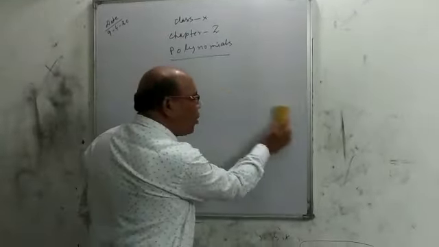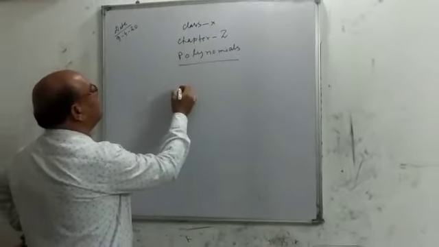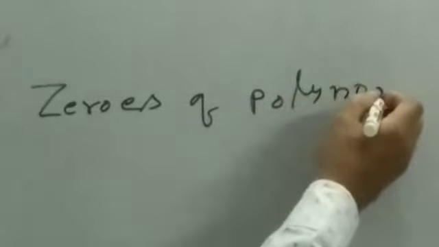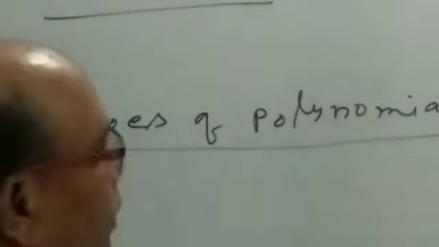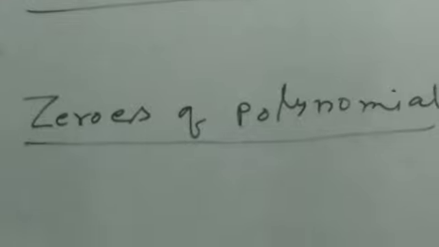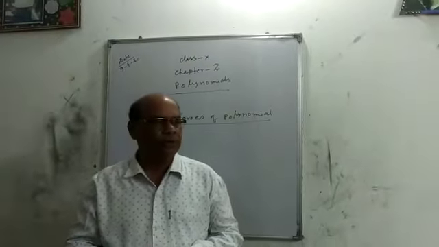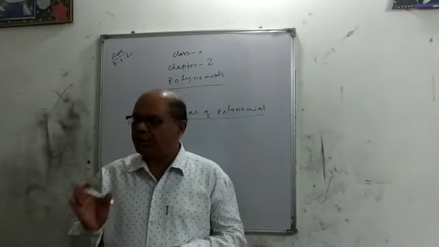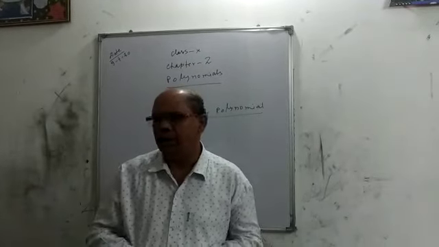Now the next important note, zeros of a polynomial. You have learned in class 9, you have solved so many problems related to the zeros, and in polynomials the zero is very important. How to find the zero? What are the methods to find the zeros?